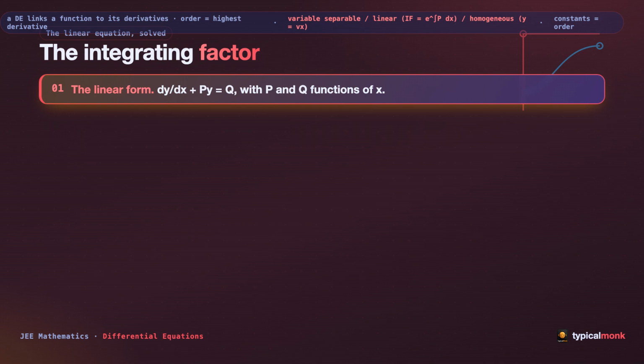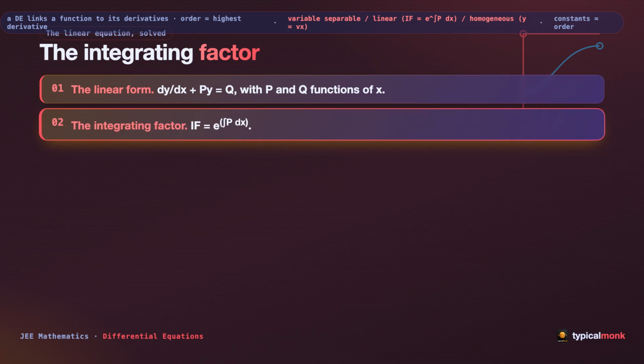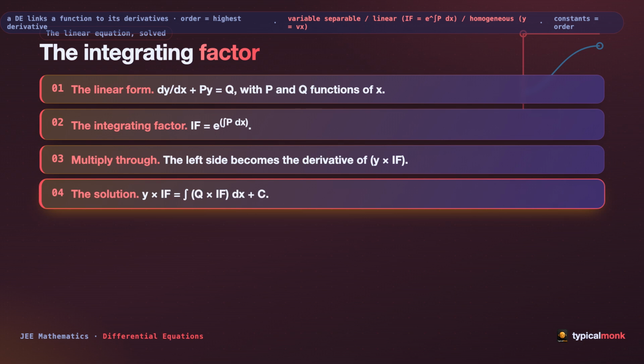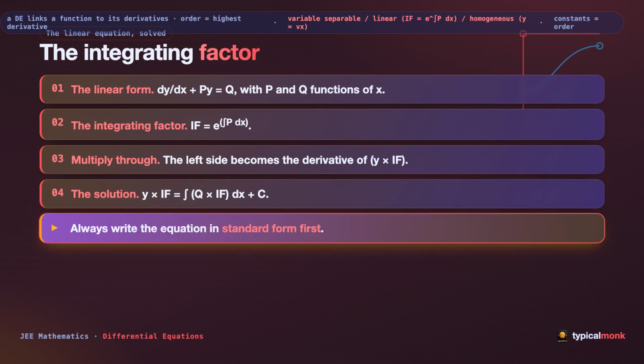Now the integrating factor, step by step. The linear form, dy by dx plus py equals q, with p and q functions of x. The integrating factor equals e to the integral of p dx. Multiply through. The left side becomes the derivative of y times the integrating factor. The solution: y times the integrating factor equals the integral of q times the integrating factor dx plus c. Always write the equation in standard form first.